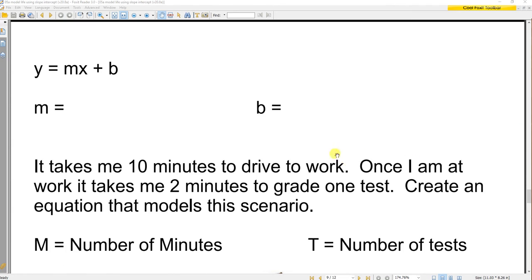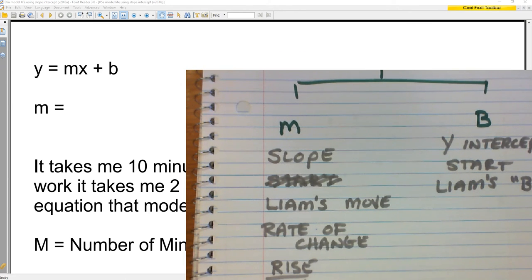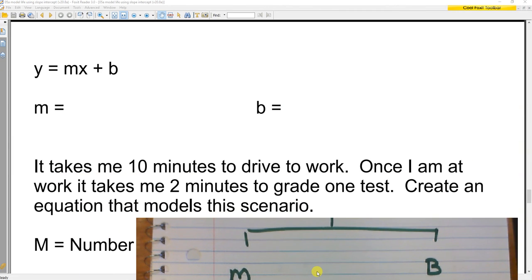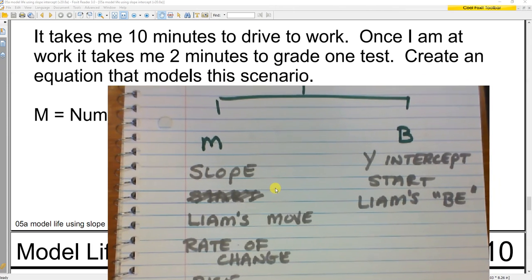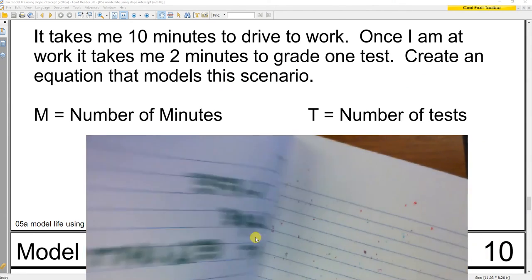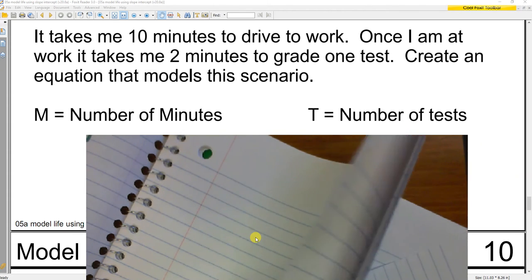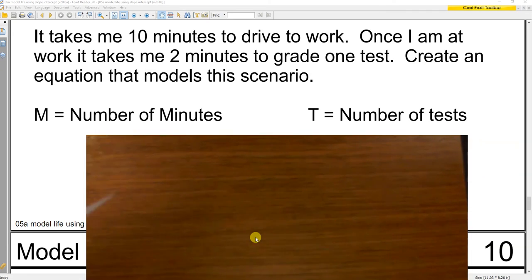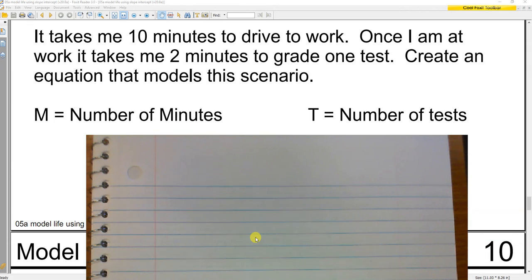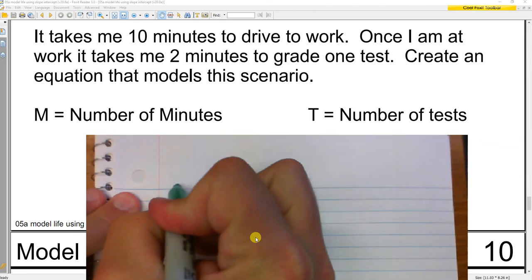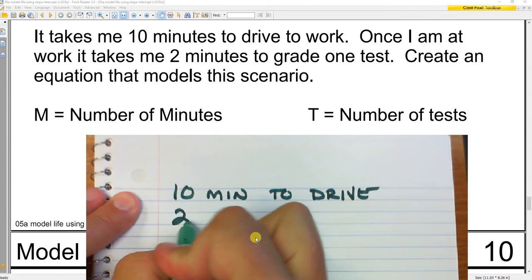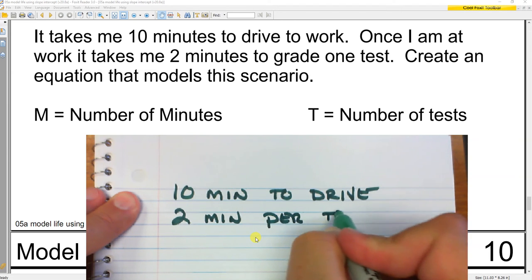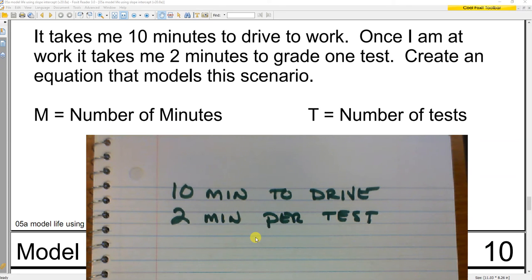So we're going to model this situation using a slope-intercept equation. It takes me 10 minutes to drive to work. Once I'm at work, it takes me 2 minutes to grade one test. So, 10 minutes to drive, 2 minutes per test, and that 10 minutes drive is done. It's a sunk cost. Once I've driven to work, that 10 minutes is gone. There's no getting it back, and it's not going to change.